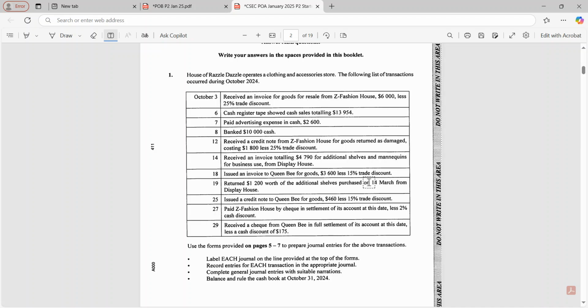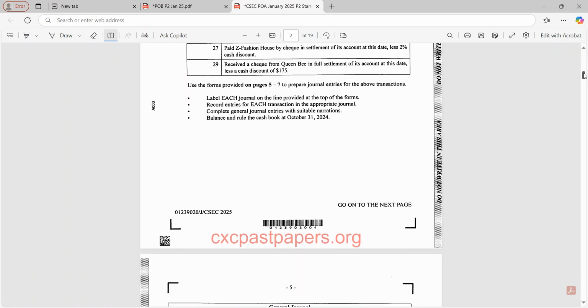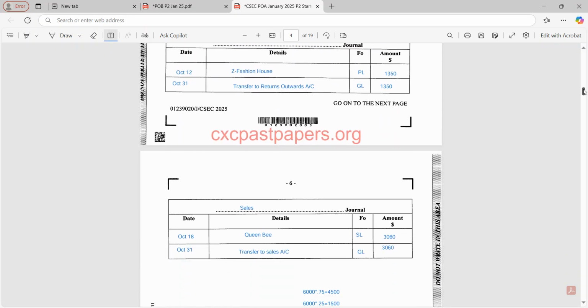We issued an invoice to Queen Bee for goods, $3,600 less 15% trade discounts. So, what is 15% of 3,600? Is that 540? And what is 3,600 minus 540? All right. So that is what we're going to put for this transaction. Which journal is this affecting? All right, so sales, good.